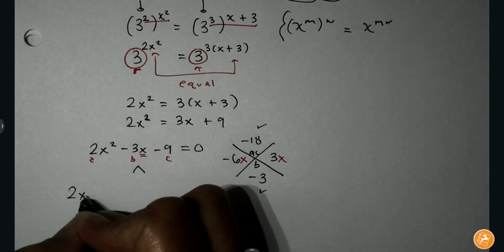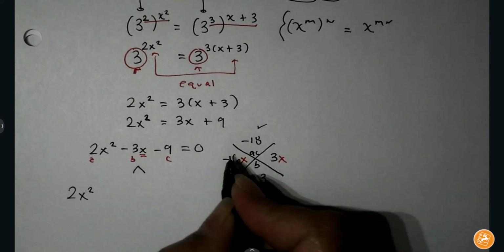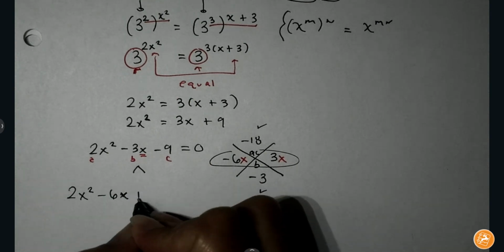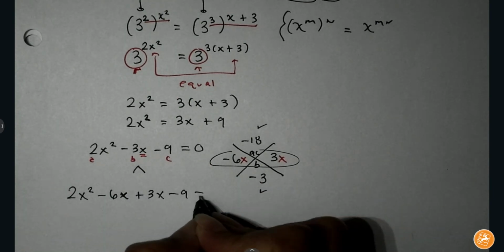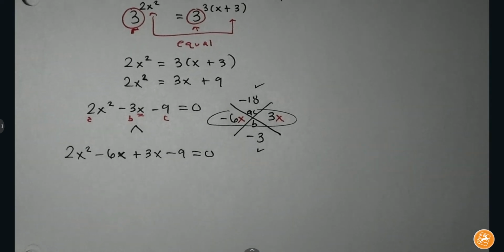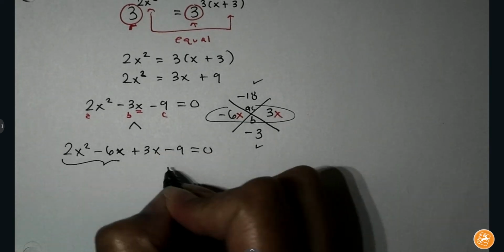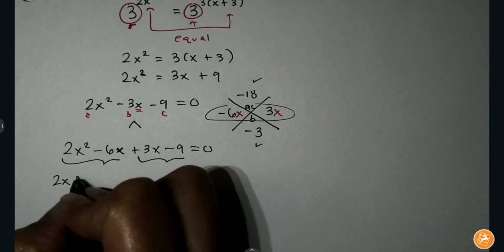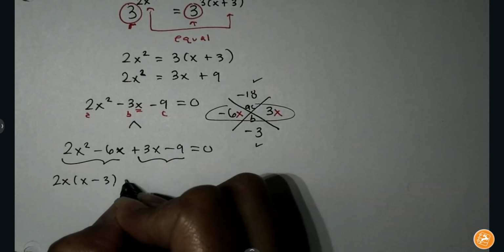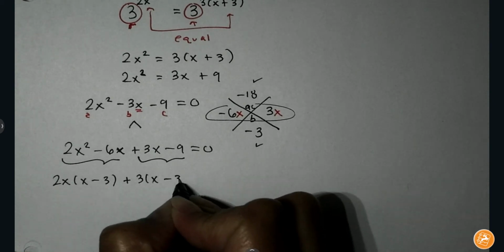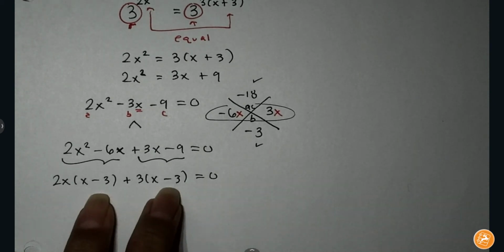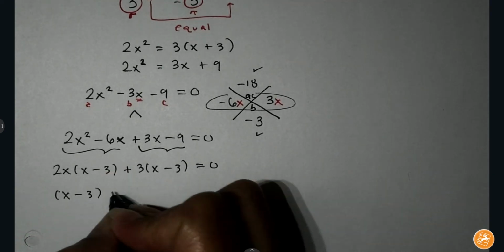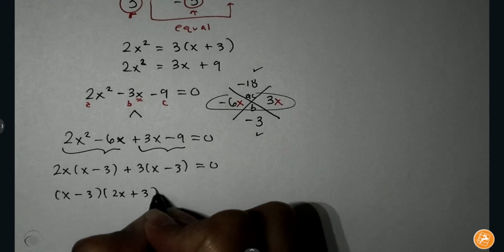So that will give us 2x squared. We split the middle term and we are going to replace it with -6x followed by +3x. Now that we have 4 terms, we're going to go ahead and factor by grouping. We'll group the first 2 terms, then we'll group the last 2 terms. From the first group, we can factor out a 2x. From the second group, we can factor out a 3. And then at this point, as expected, we do have a common binomial factor. When we factor it from the expression, that will leave us with 2x plus 3.